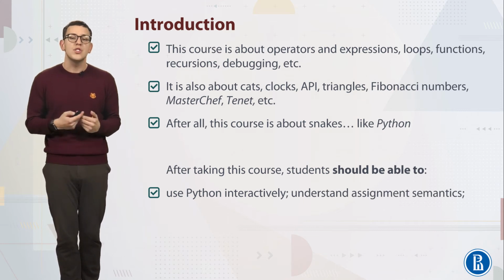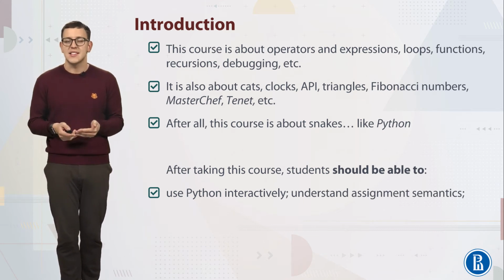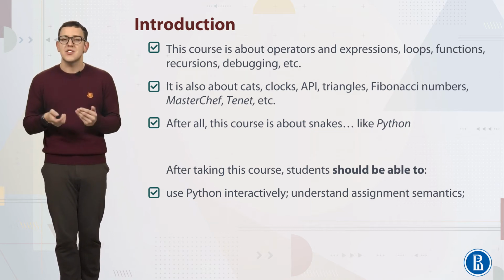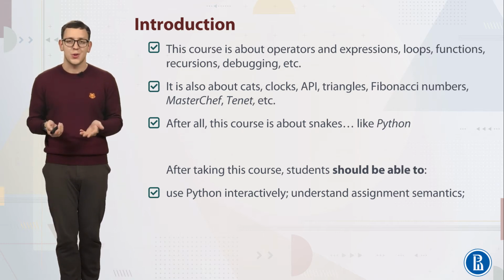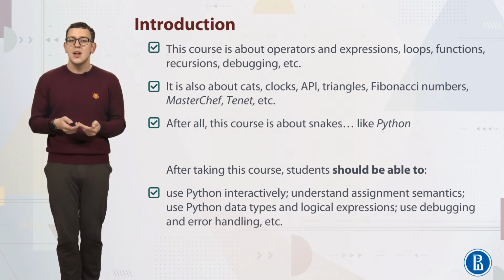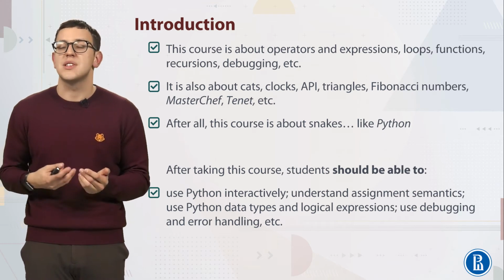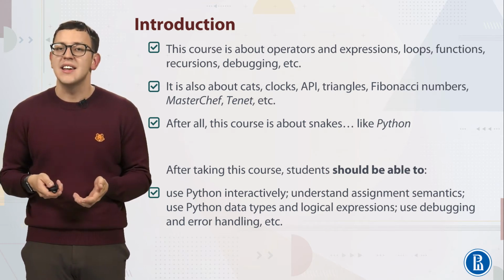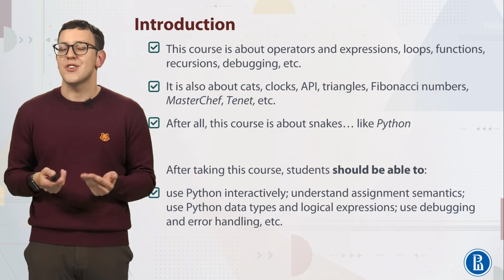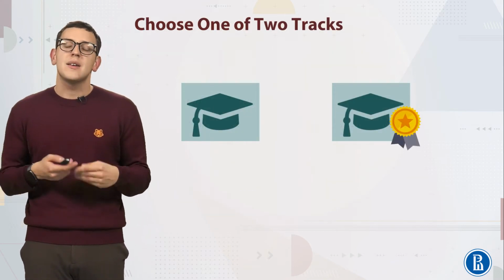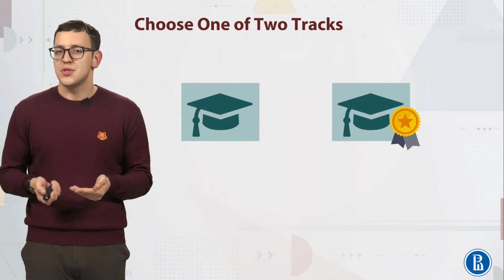Besides that, we want you to understand assignment semantics as a result of this course. It means that as a result, you will easily transform very ideas expressed in text into Python code. After all, we want you to use Python data structures and logical expressions appropriately. We want you to be able to use debugging instruments and error handling in order to check whether your code is correct or not.